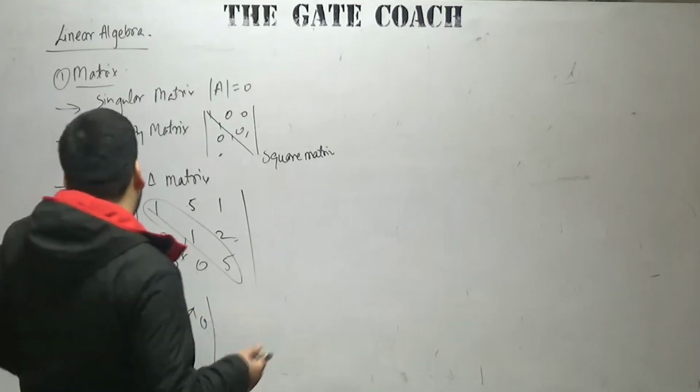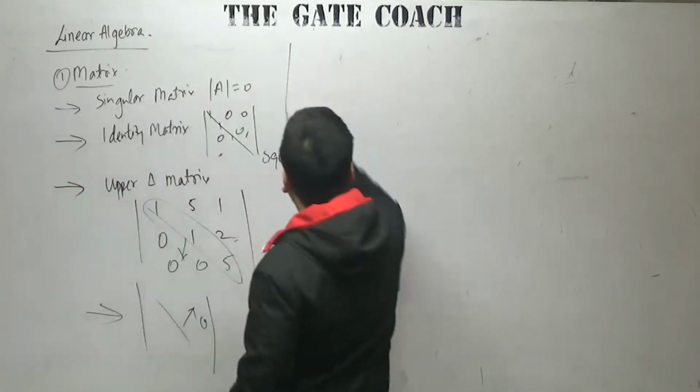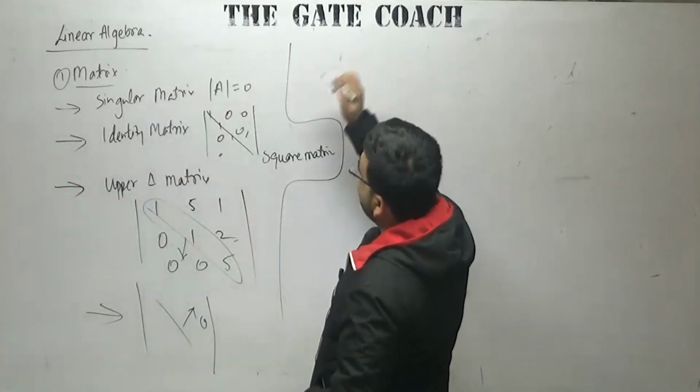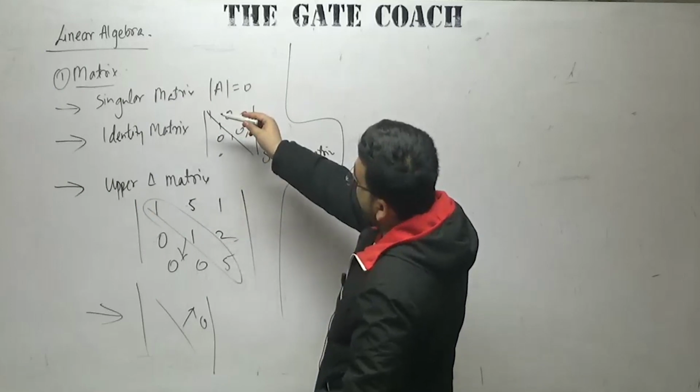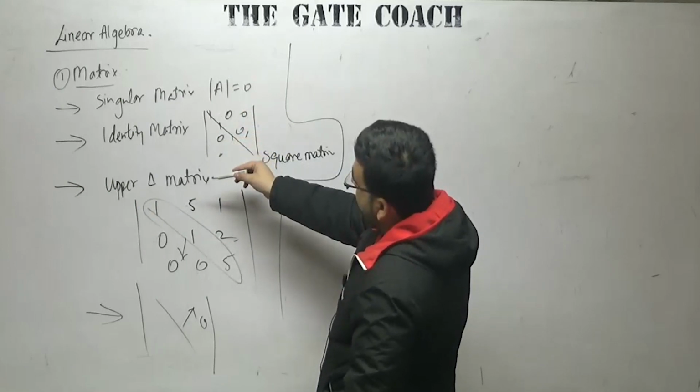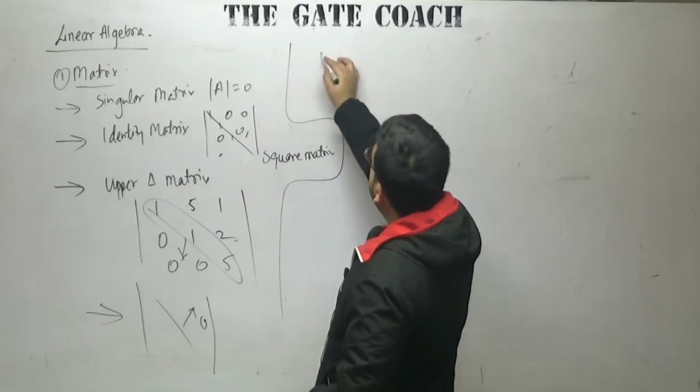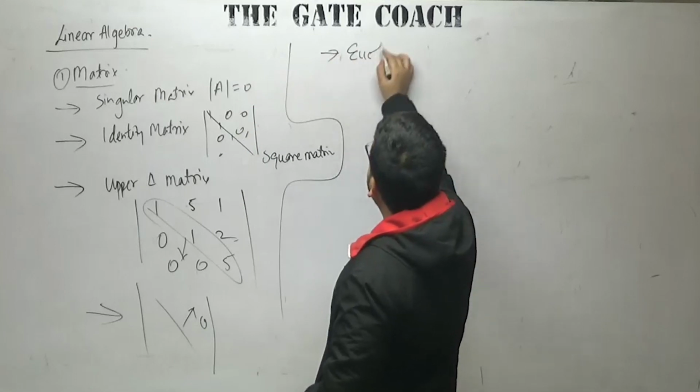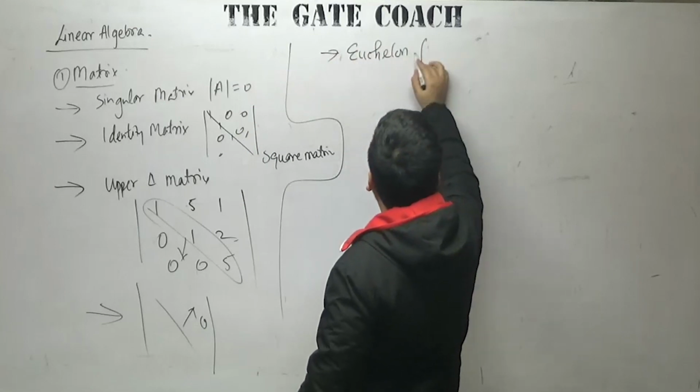Okay, after this we discussed the main matrix, singular matrix, identity matrix. Then we have the upper triangular, lower triangular. Then we discussed the Echelon form.